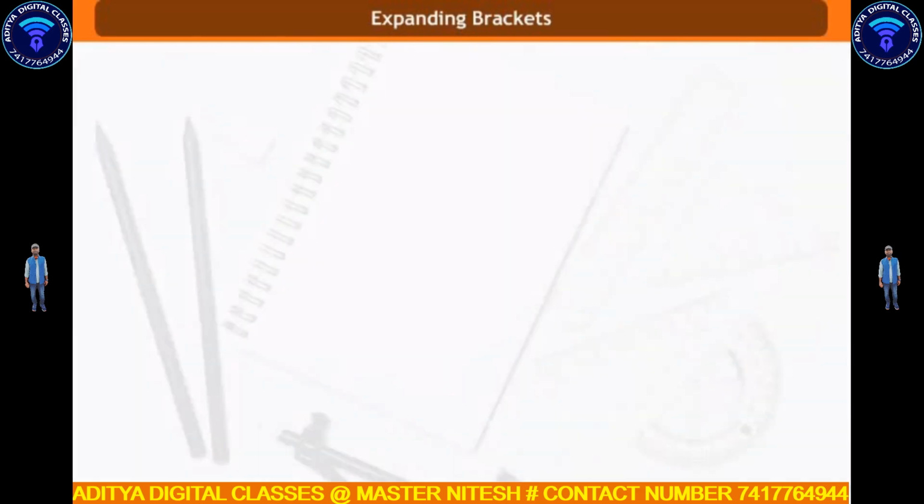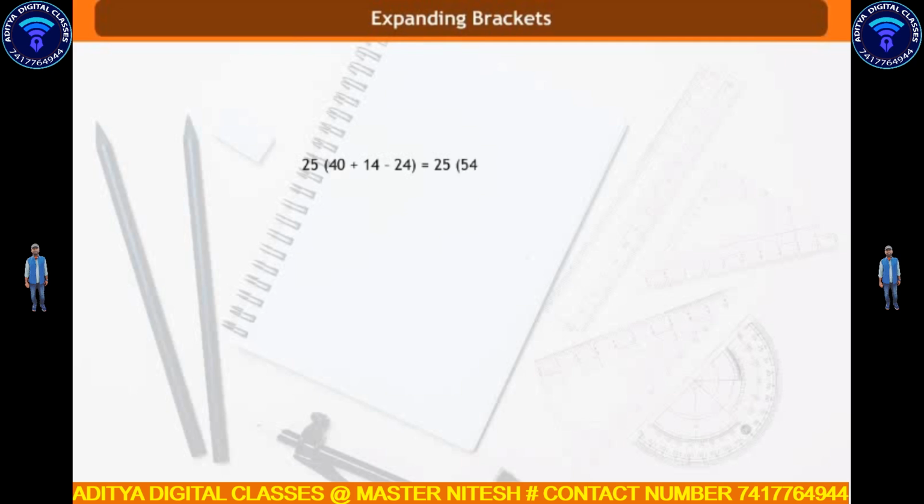Consider the expression 25 into 40 plus 14 minus 24. To find its value, we first simplify the expression in the brackets. Now as 40 plus 14 is 54, we get the expression as 25 into 54 minus 24. On further simplifying the bracket, we get 25 into 30, which is equal to 750. Therefore, the value of the expression is 750.